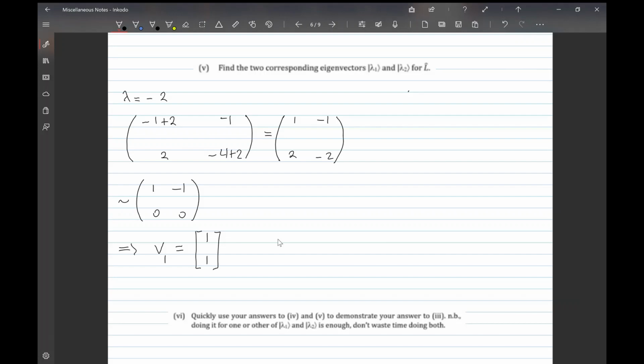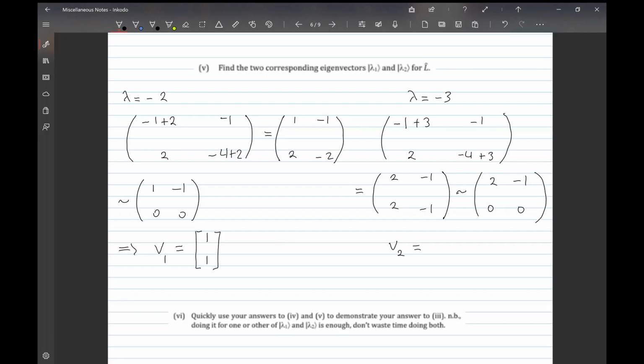Okay, let's do the same thing for the lambda equals -3 case. We've got the matrix now -1 minus -3, so +3, -1, 2, and -4 minus -3, so +3, which is then equal to 2 minus 1, 2, and -1. Again, clearly has the same solution set as 2 minus 1, 0, 0. And we can write down the second eigenvector as 1 and 2, like that there.